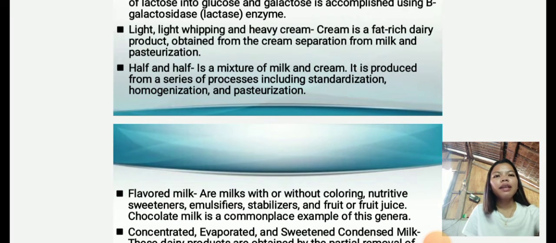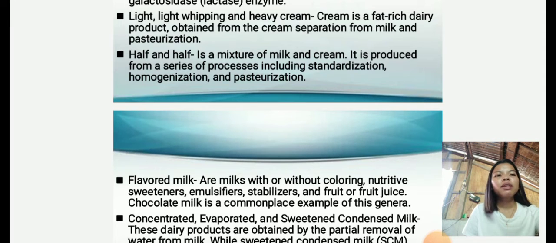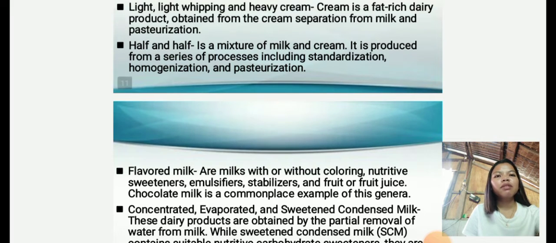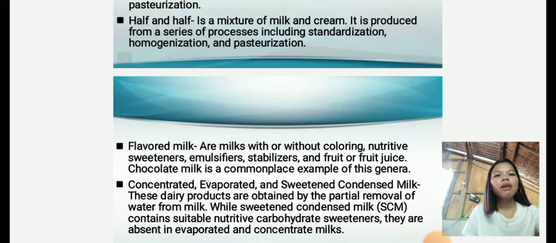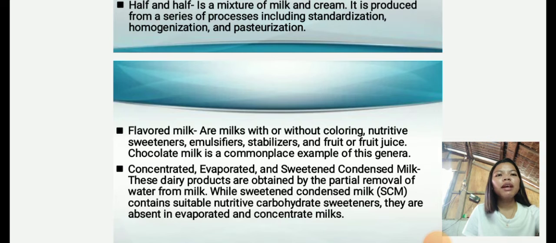Light whipping and heavy cream. Cream is a fat-rich dairy product obtained from the separation of cream from milk, followed by pasteurization. Half and half is a mixture of milk and cream. It is produced from a series of processes including standardization, homogenization, and pasteurization.